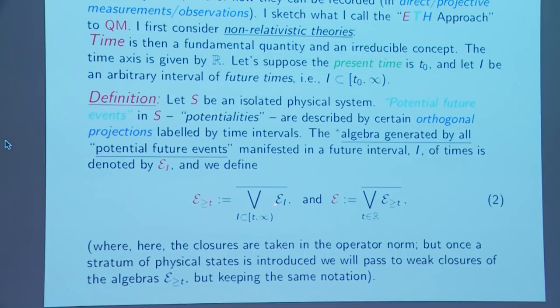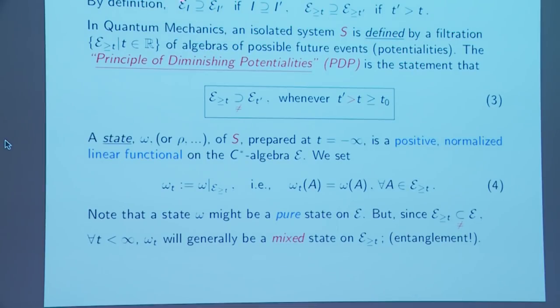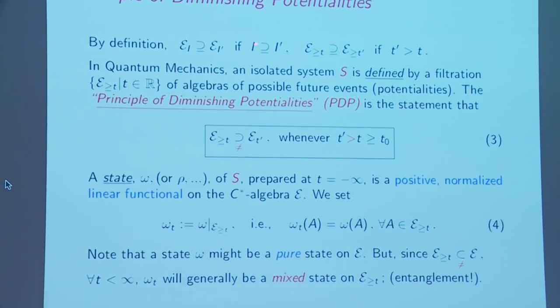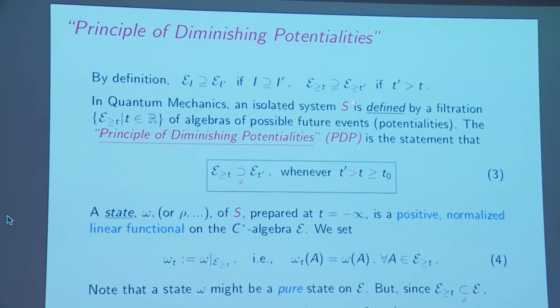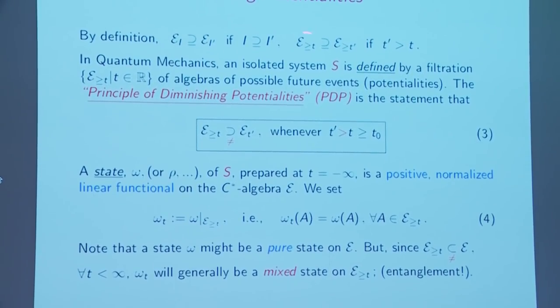If I take the algebra generated by all E sub I's, where I is contained in the interval T to infinity, I get an algebra that I denote by E greater or equal to T. And E is the one generated by all of them. Temporarily, these closures are closures in the operator norm. But in the definition of the E greater or equal to T algebras, it will become crucial to pass to weak closures once representations are chosen. All right. Now, just by definition, it is obvious that E sub I contains or is equal to E sub I prime whenever I contains or is equal to I prime. E greater or equal to T contains or is equal to E greater or equal to T prime if T prime is larger than T.